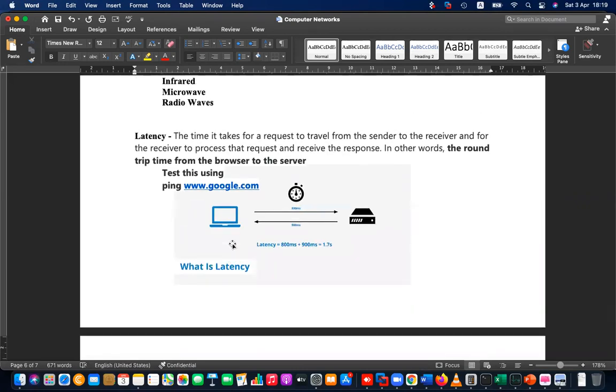Right. So latency is here: from the browser to the server it's 800 millisecond, and server to browser it's 900 millisecond. Altogether it is 1.7 seconds. That is called latency.